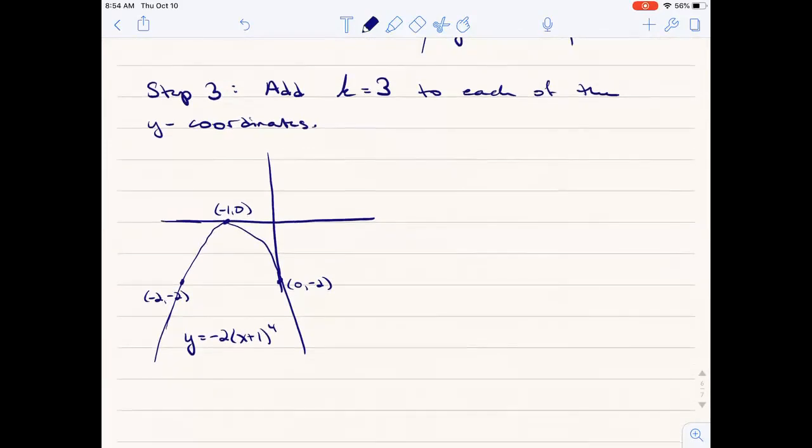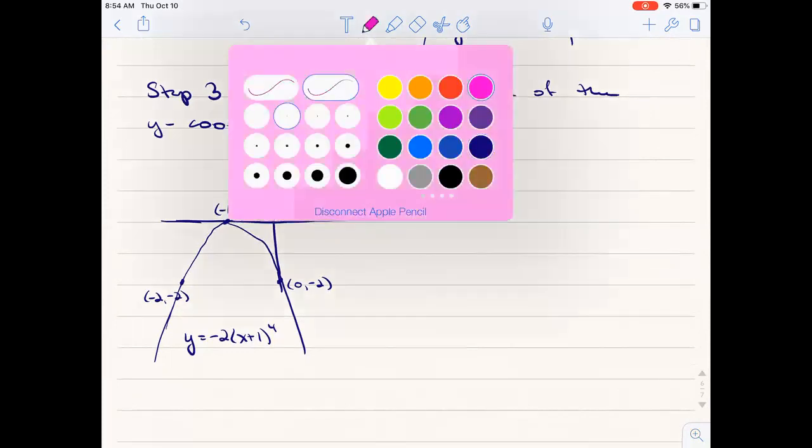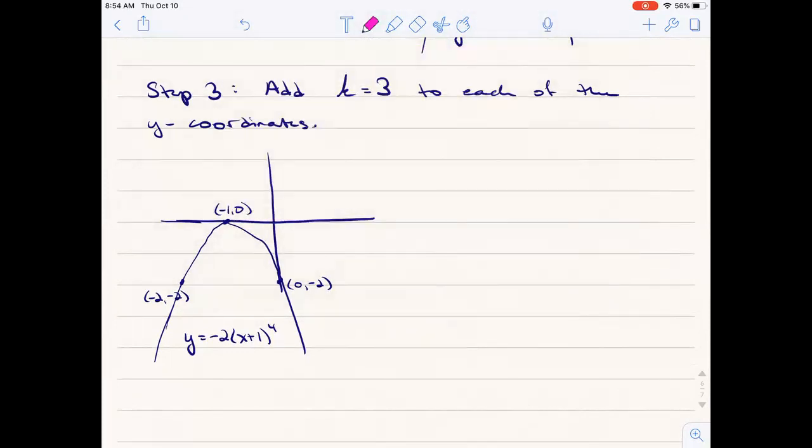So we're adding k equals 3 to each of the y coordinates. And so now this guy's going up to -2. -2 plus 3 is 1. -1 and 0 plus 3 is at -1, 3. And this guy gets bumped up to 0. -2 plus 3 is 1.